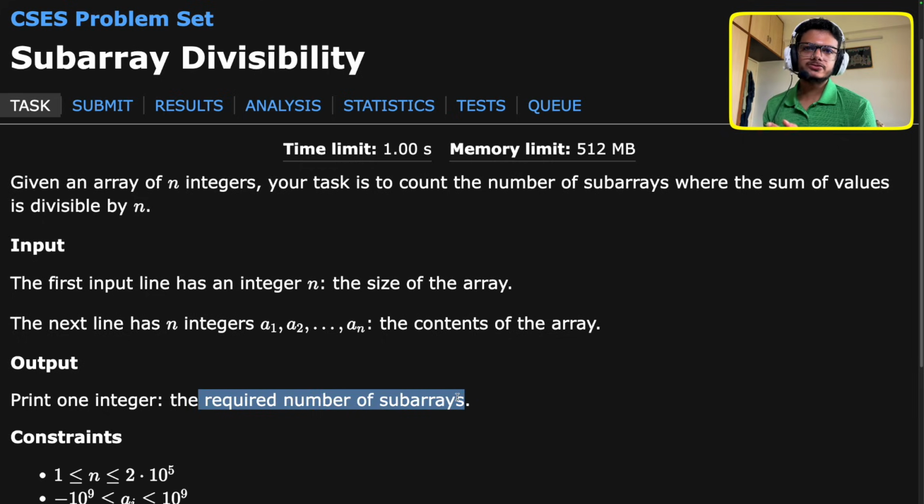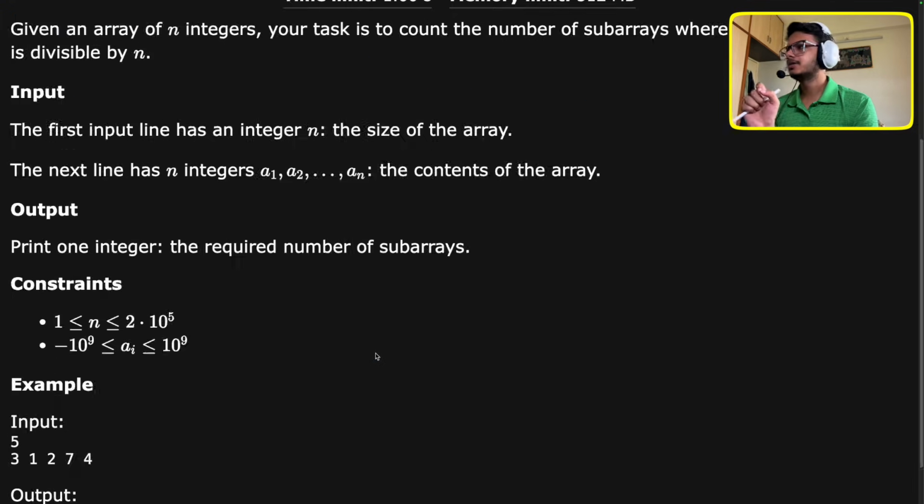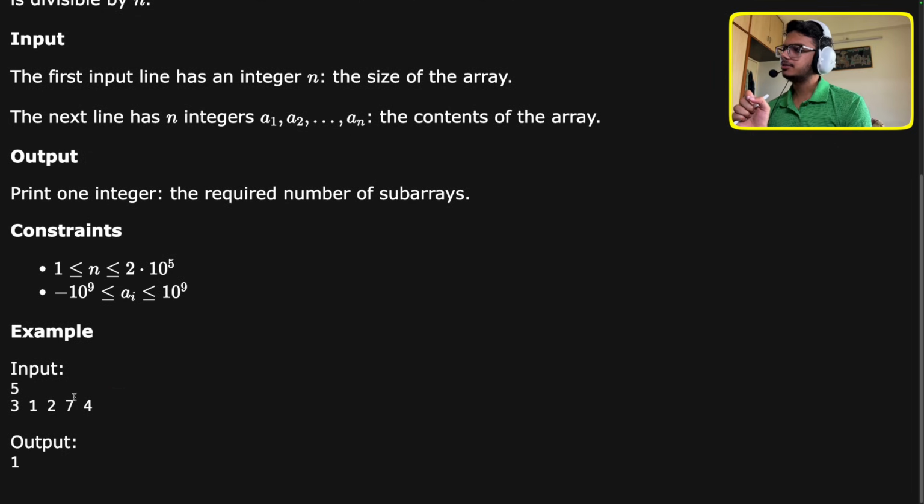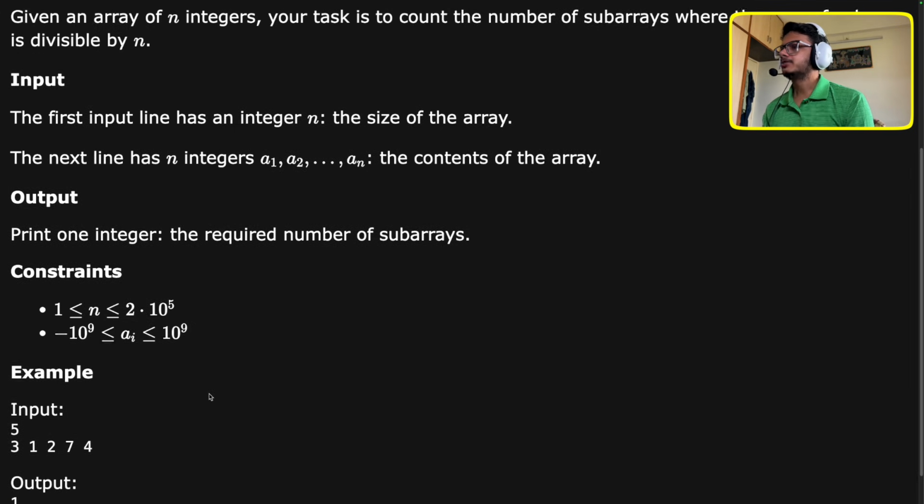And what is the required number of subarrays? In an array, you find me the contiguous segments whose sum is divisible by n, right? So you just return me the count, you don't return me those subarrays. In the example here, you can see there's a size 5 array given and you have to output all the subarrays whose sum is divisible by 5. There is one subarray here, 1, 2 and 7, whose sum is divisible by 5. The sum is 10, and there is no other subarray whose sum is divisible by 5, so the output is simply 1. Right, so I guess the question is clear.